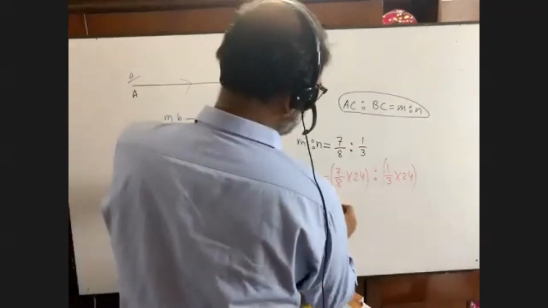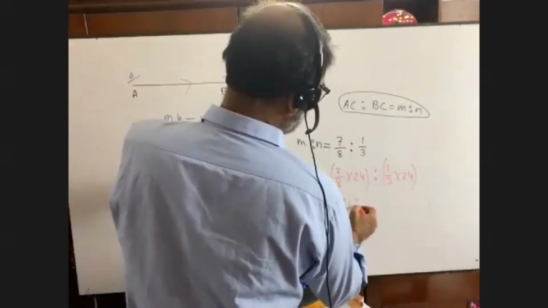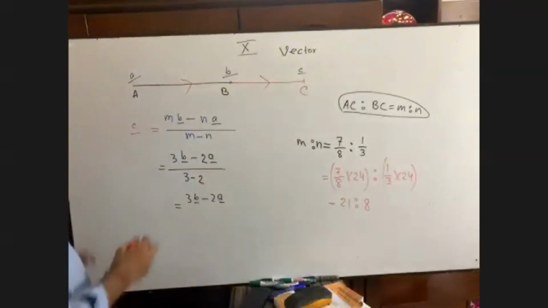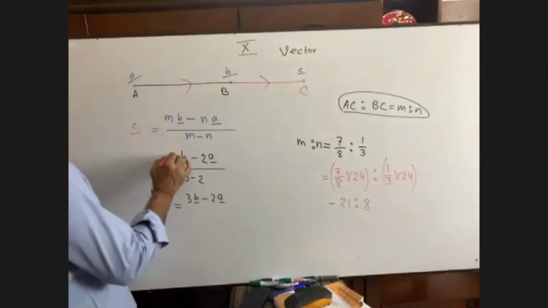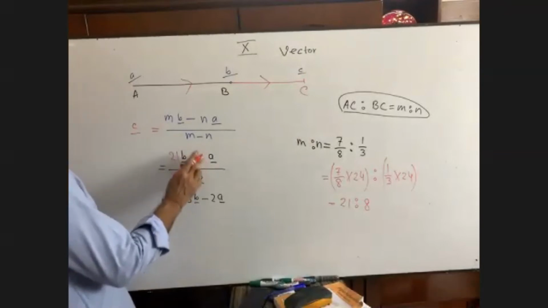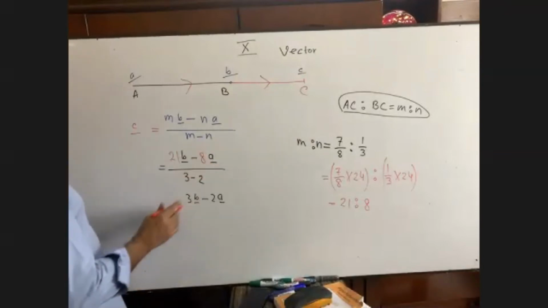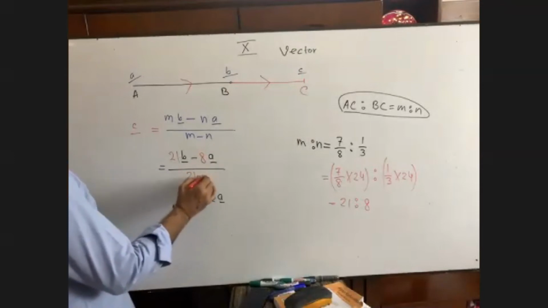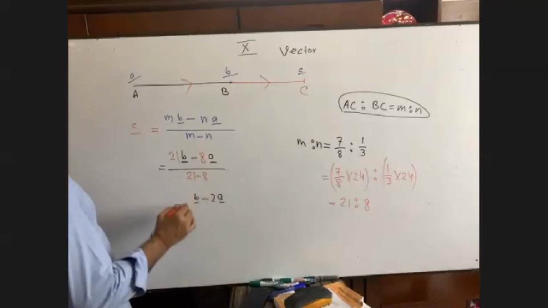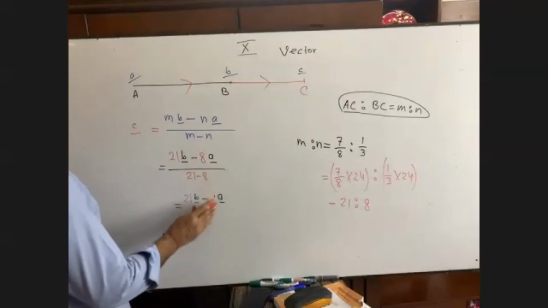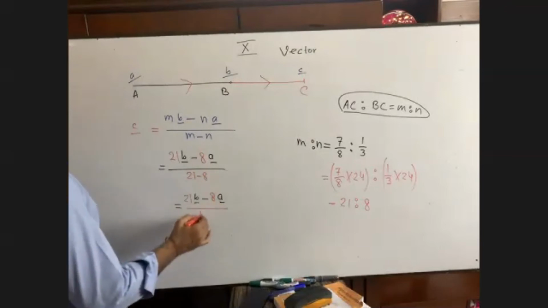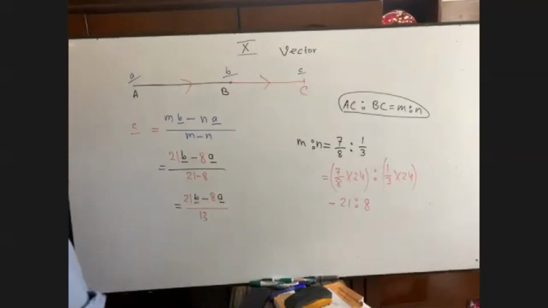That is, we are getting here 21 and 8. Now you put the value, it is 21 and it is 8. So we are getting here 21 minus 8, so 21 minus 8 equals to 13. Okay.